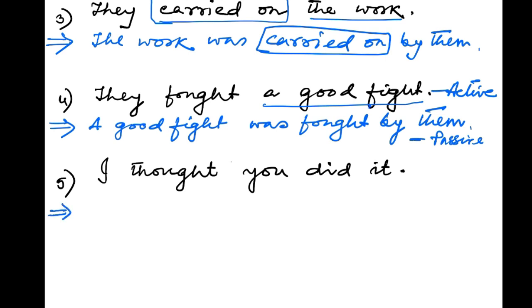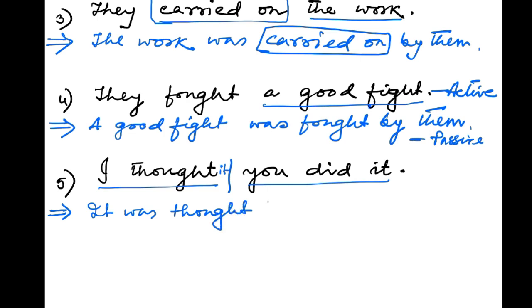Okay, students. Now come to the last sentence. I thought you did it. It's a complex sentence consisting of two clauses. The first one is "I thought," and the second is "you did it." So in "I thought," the object is understood, like this: it. It is a past indefinite tense, so it was thought. It was thought by me. This is the first part.